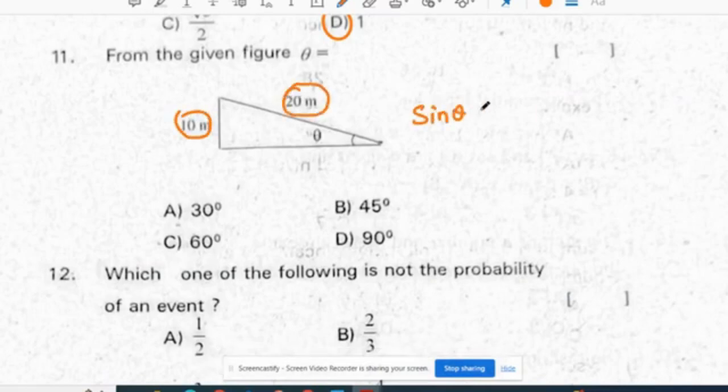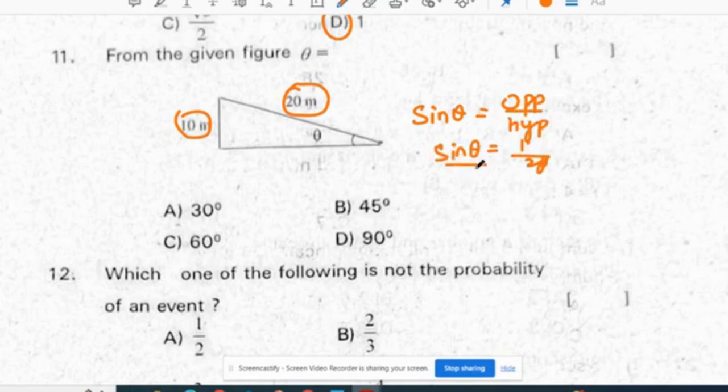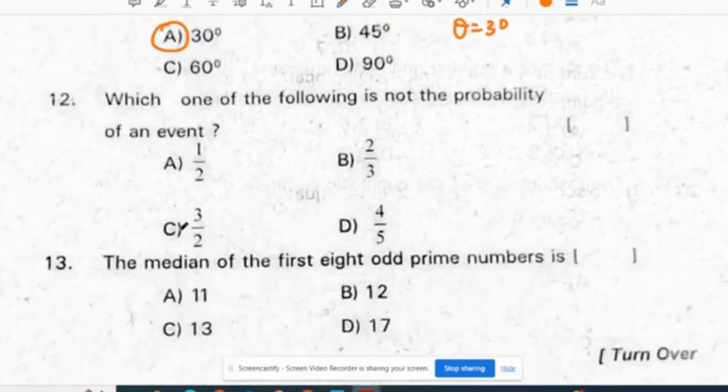So we have to take sine, because the sine formula is opposite side by hypotenuse. Sin theta is equal to 10 by 20, which is nothing but 1 by 2. So sine of which degrees is 1 by 2? 30 degrees. Correct option is A, 30 degrees.